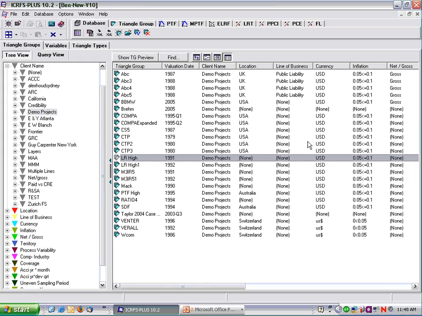In this video demonstration, we're going to be looking at a particular triangle group where the results, the answers given by link ratio type methods, are much too large. Let's see why.